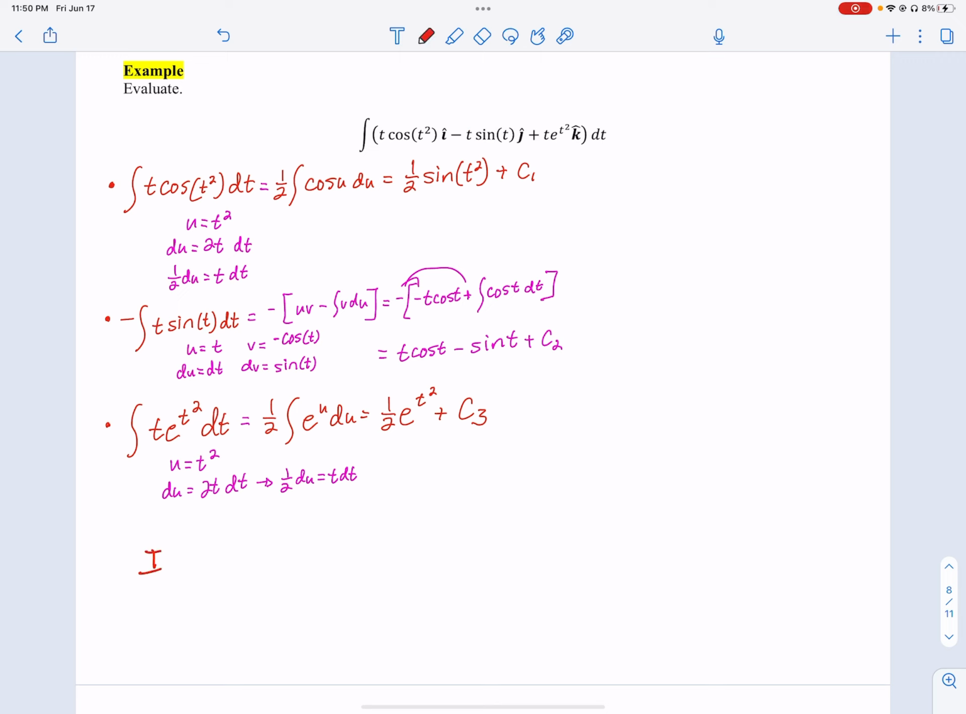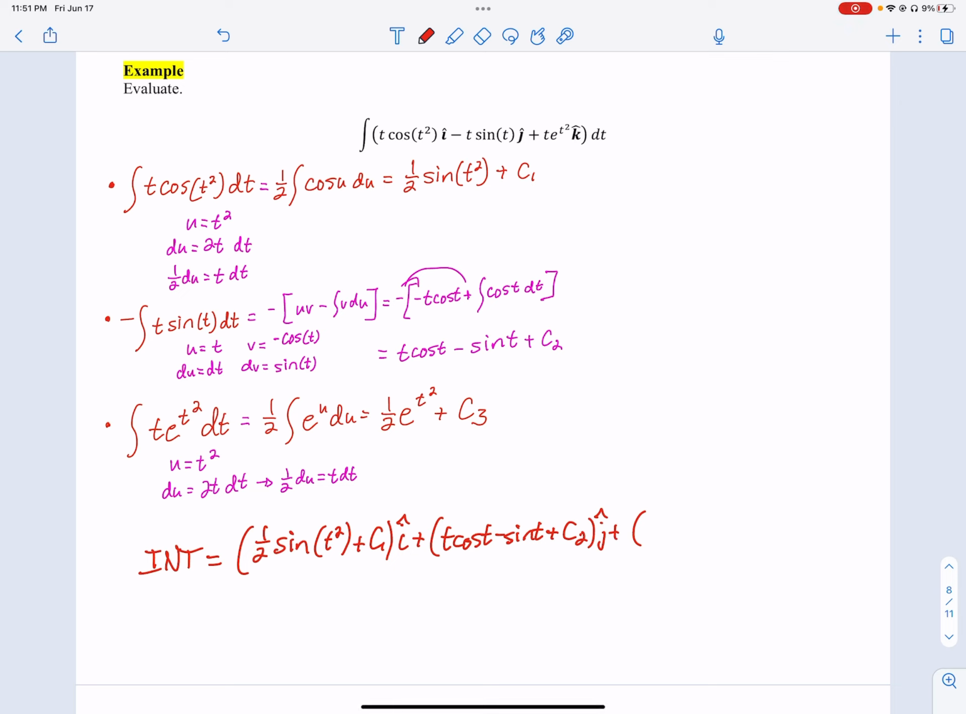This integral, the answer for this ends up being, we have each component here. So I have 1/2 sine t squared. Then we got that constant, don't forget that, plus c1 i plus all of that t cosine t minus sine t plus c2 j plus, and then that final one we did 1/2 e to the t squared plus c3. This is the k component.